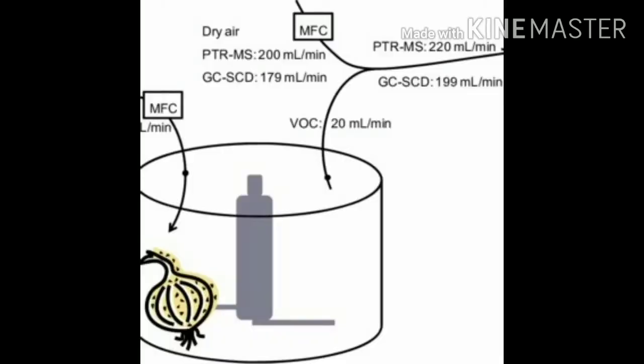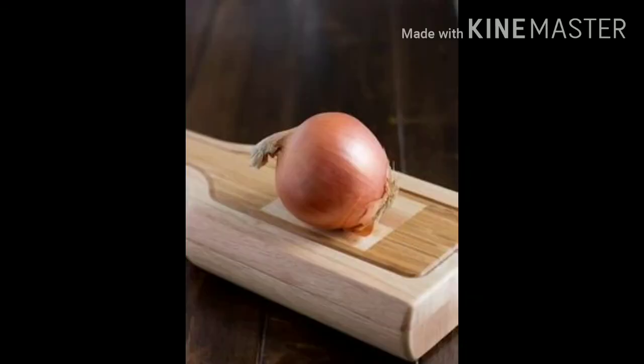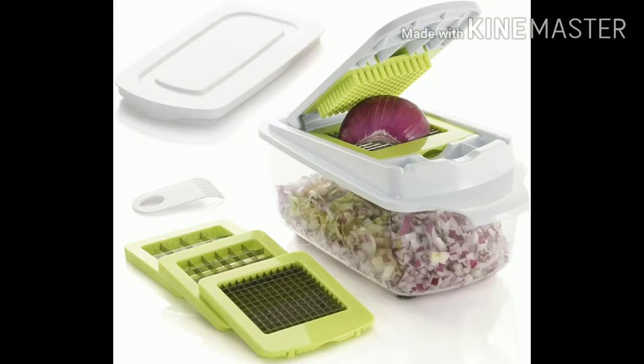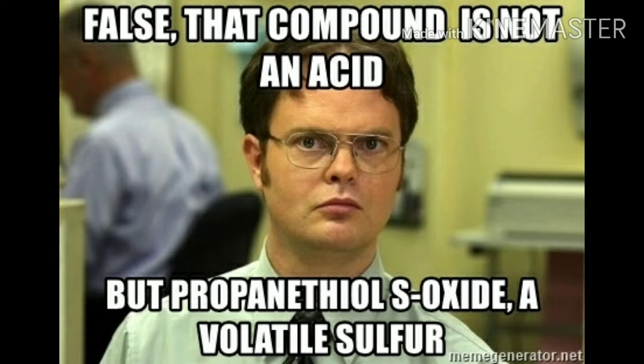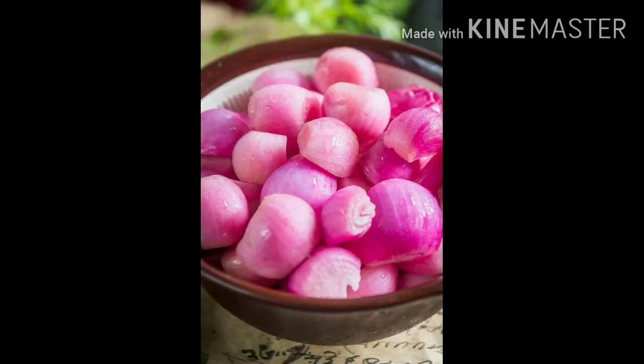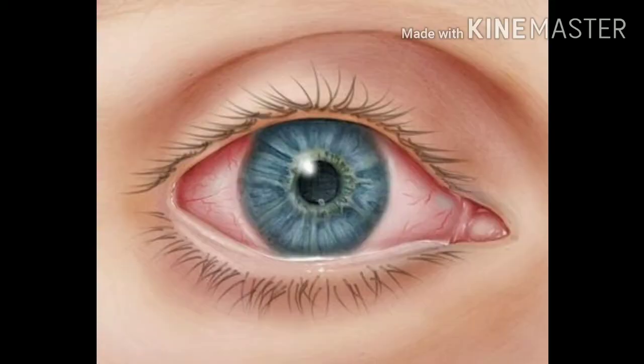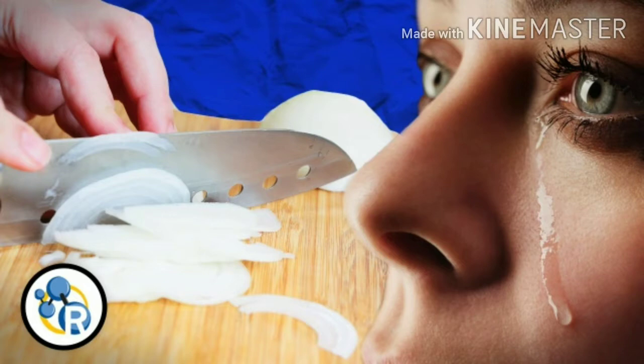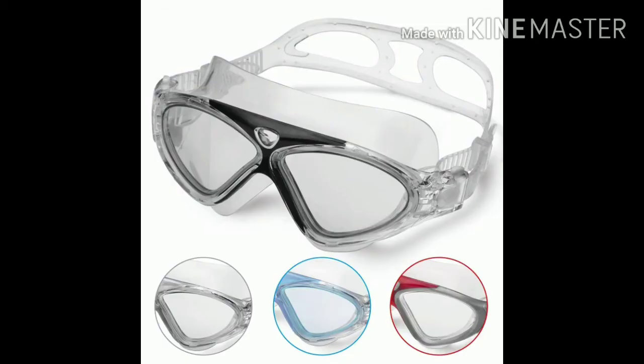This is because a chemical called propanethiol S-oxide is present in the onion. When we start cutting the onion, this propanethiol S-oxide is released and reacts with the air and the components present in the air, and it also reacts with some enzymes present in the onion. The result of this reaction is the release of sulfur gas. This sulfur gas stimulates the lacrimal glands present in our eyes, and tears are produced from the lacrimal glands, and the tears start rolling down from our eyes.